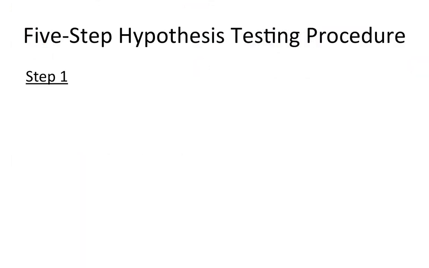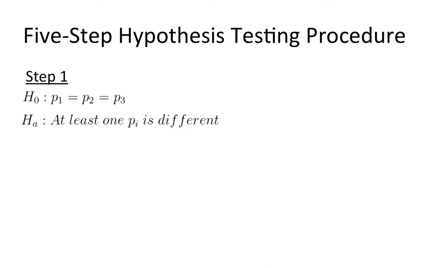Step 1 is to write our hypotheses and check assumptions. We've already done this. We said that our null hypothesis was that P1 equals P2 equals P3, and our alternative hypothesis was that at least one population proportion is different. We checked the assumption that all expected counts were at least 5. All expected counts were 10, so this assumption was met.